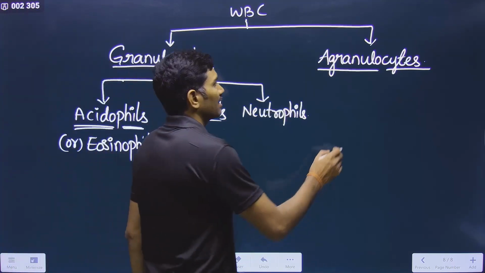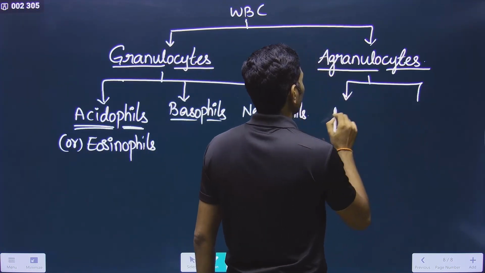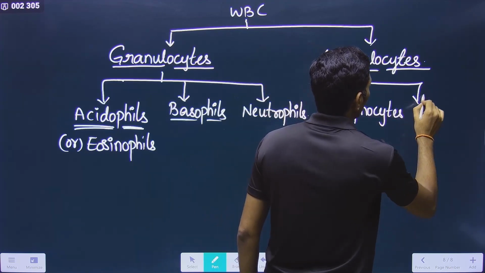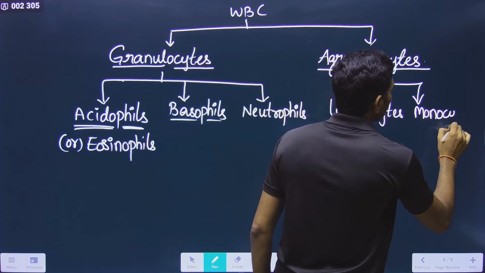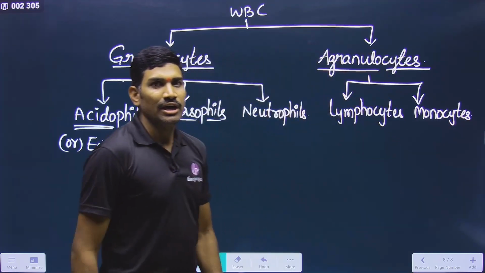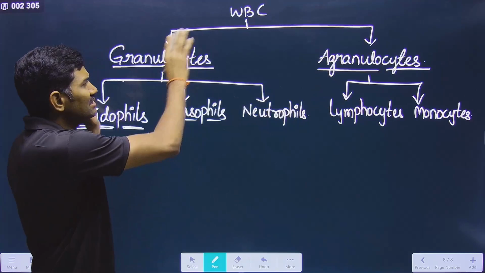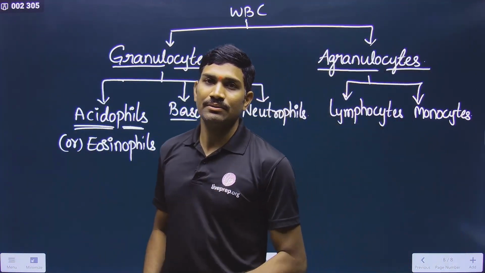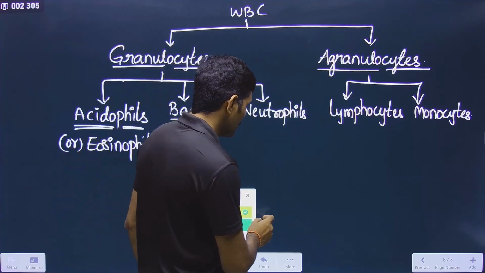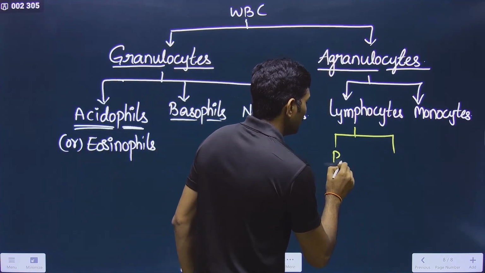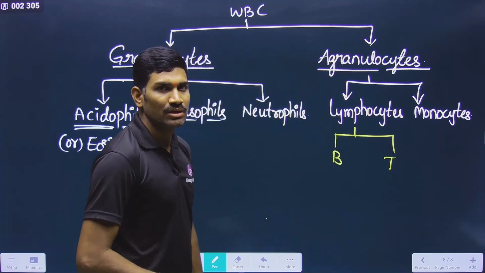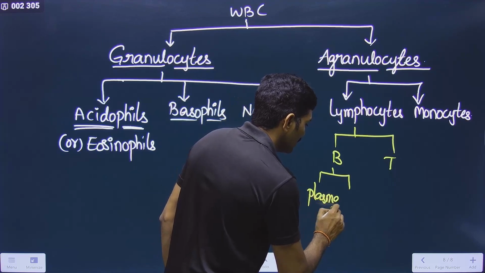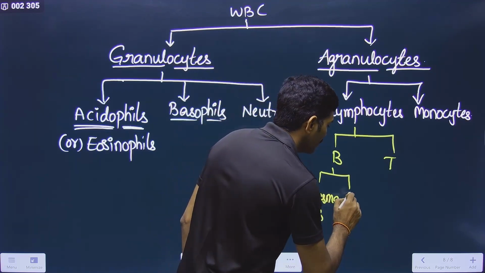Regarding agranulocytes, two types are there: lymphocytes and monocytes. Please remember here. And now we are talking about the lifespan. In general, a few hours to a few days only is the lifespan. But within these lymphocytes, you will study two types again: B lymphocytes and T lymphocytes. Within this again, you will study about plasma B cell and then memory B cell.